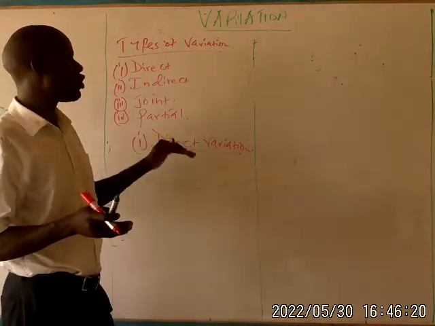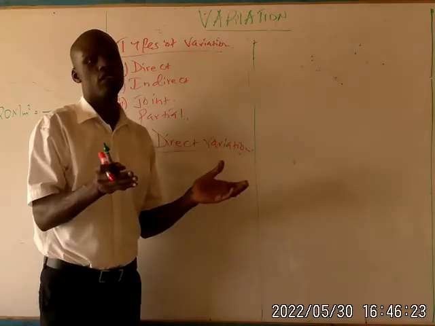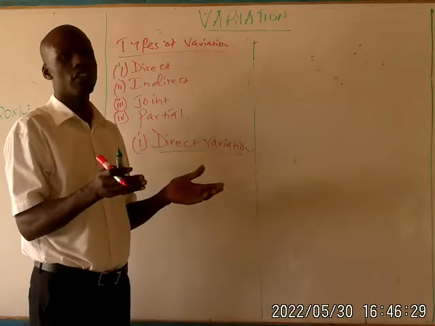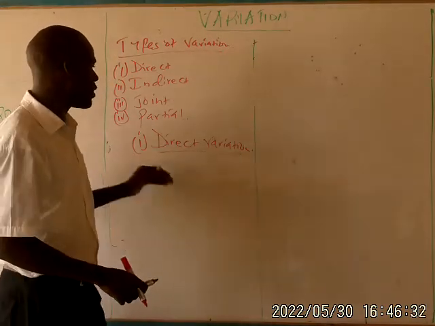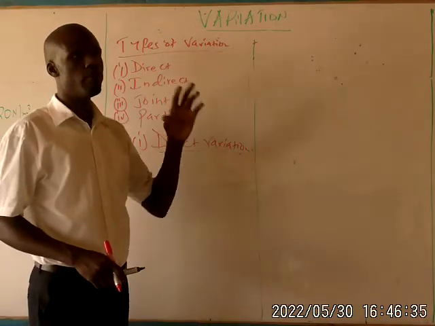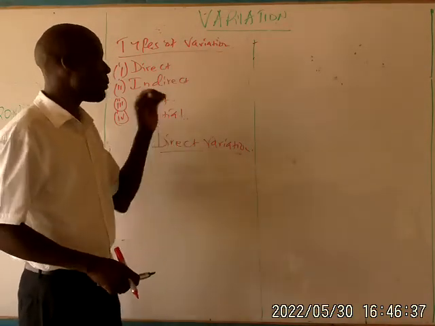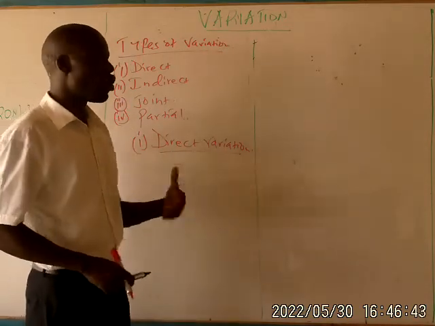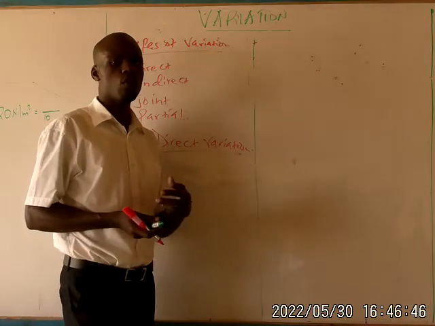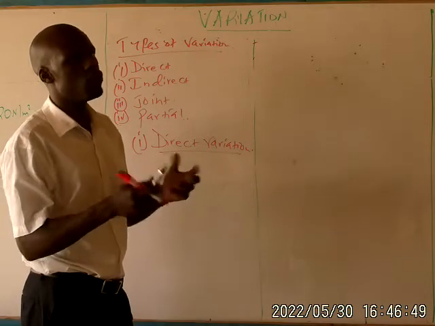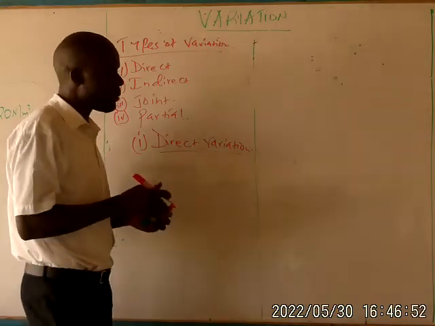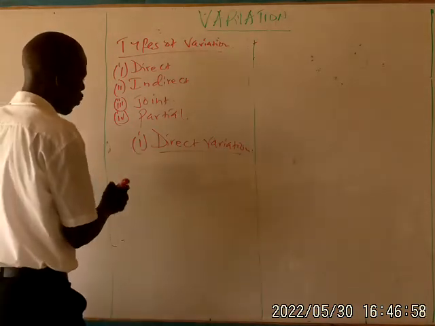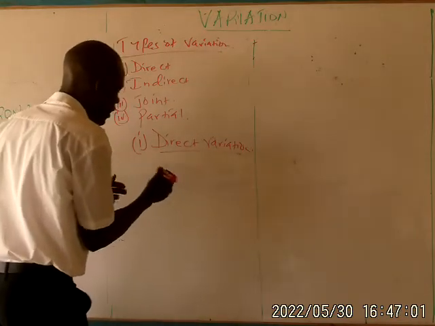For example, when you go to a shop to buy books, the total price you give the shopkeeper will depend on the number of books you buy. If you buy more books, you will pay more. That's why we say more books have a higher cost. That's a direct variation. Or if you buy few books, you will spend less than if you had bought more. That is a good example of direct variation, where when one value increases, the other one increases also.